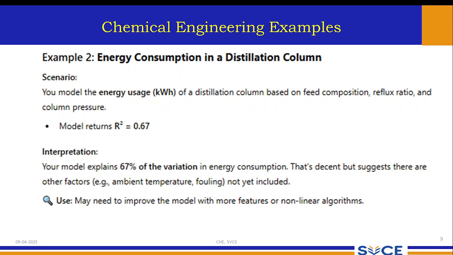So what is the dependent variable and independent variable for this case? The energy usage is the output, that is the dependent variable. Feed temperature, feed composition, reflux ratio and column pressure have been given, but they have not included the ambient temperature and fouling. Because of those factors, there may be a lower value of R square. If you add these factors also, we would be able to predict the output, that is the energy usage, more effectively without leaving out the ambient temperature and fouling. That's what they want to mean over here.